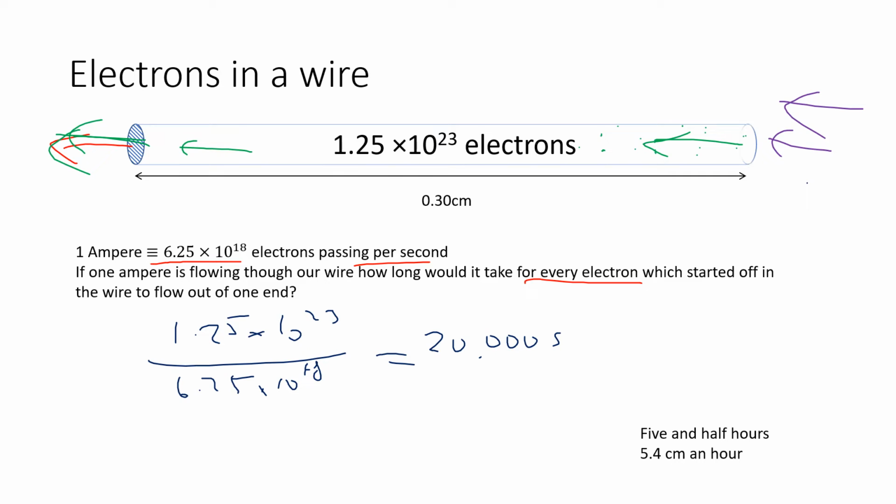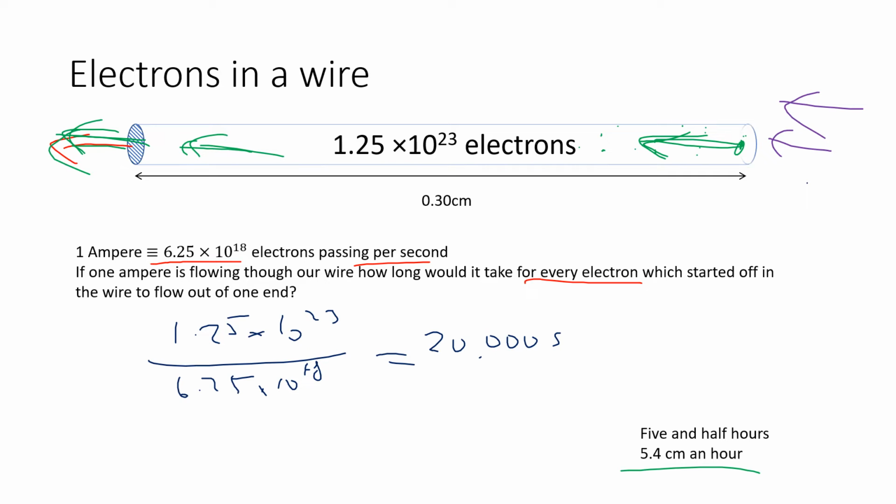But it takes 5.5 hours for all those electrons, even though an amp is 6.25 times 10 to the 18 electrons passing every second. It still takes 5.5 hours to shift all the electrons in my 30 centimetres of wire. Because to shift them all, I've got to take the one that's right over this end to start with and take it all the way through and all the way out. That also means that in total they're going to have moved 30 centimetres in 5.5 hours, which means that our electrons are travelling at 5.4 centimetres an hour.